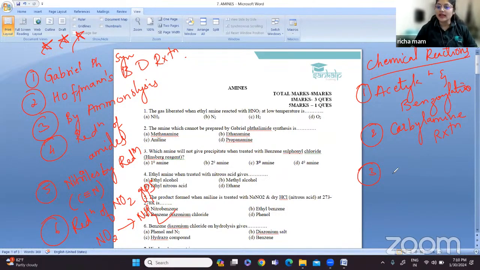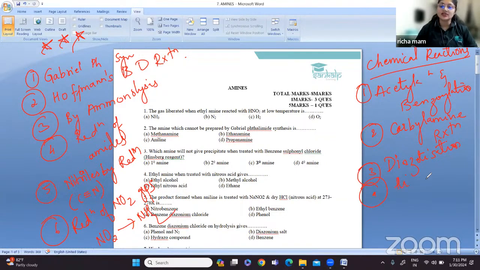What do you get? NaNO2 plus HCl produces nitrous acid and hydrochloric acid, and at a temperature of 0 to 5 degrees Celsius you get a diazonium salt. This particular reaction is very, very important in the case of amines. So that chemical reaction is diazotization.